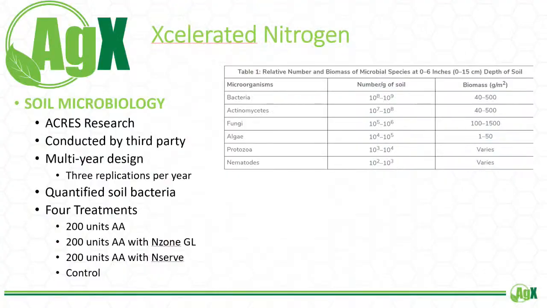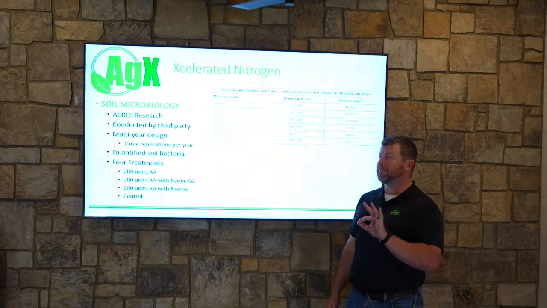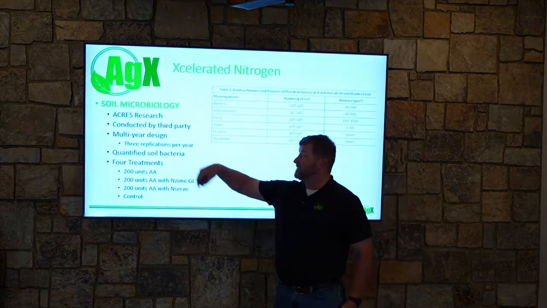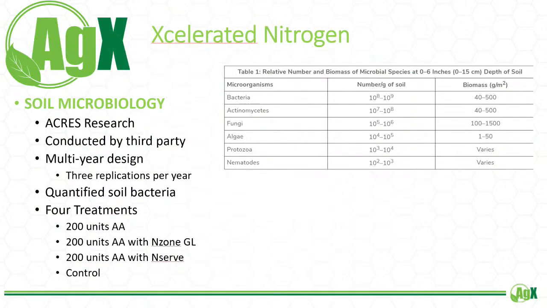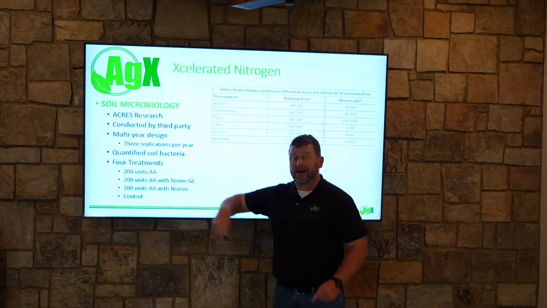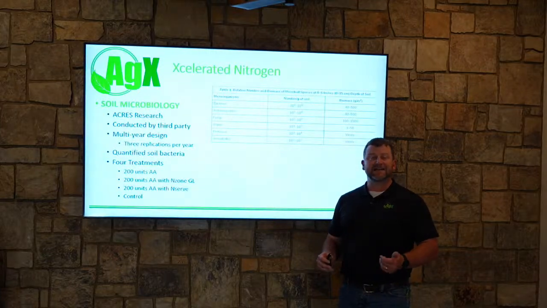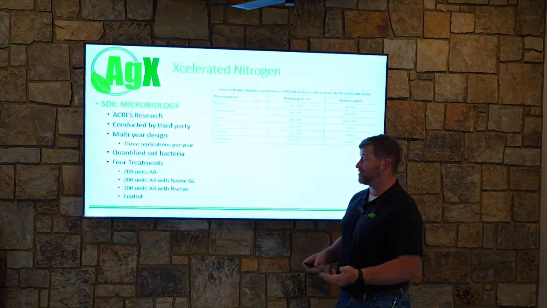So let's take a look at a research experiment that was conducted at Acres Research up in northern Iowa. Again, conducted by a third party. Again, I love that because it removes the bias, and it was a multi-year design. And from my standpoint as a research agronomist, I love it because there are also 3 sets of replications per year. So we can start to really get a good picture of what's happening. Overall, the idea behind this experiment was to help quantify soil bacteria. Not the idea that we can just say we are not impacting it, but we want to be able to show what is actually happening.